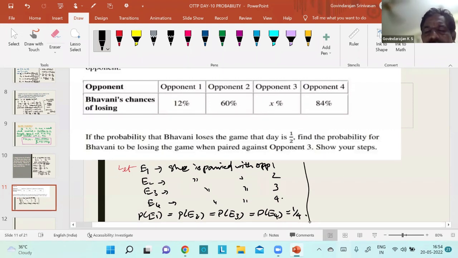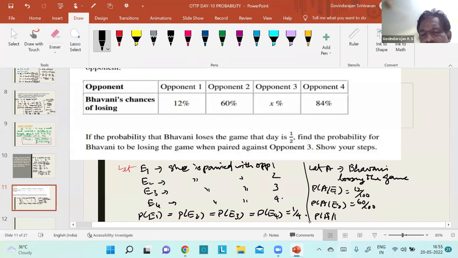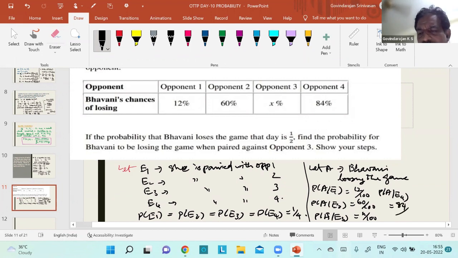Now, let A be the event that Bhavani loses the game when paired against each opponent. So the probability of A given E1 is equal to 12%, that is 12 by 100. The probability of A given E2 is equal to 60%, 60 by 100. The probability of A given E3 is equal to X percent. And the probability of A given E4 is equal to 84%, 84 by 100.